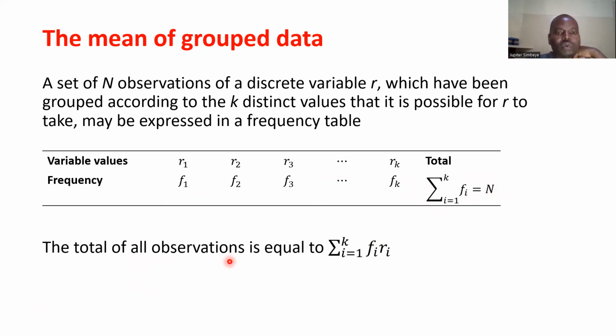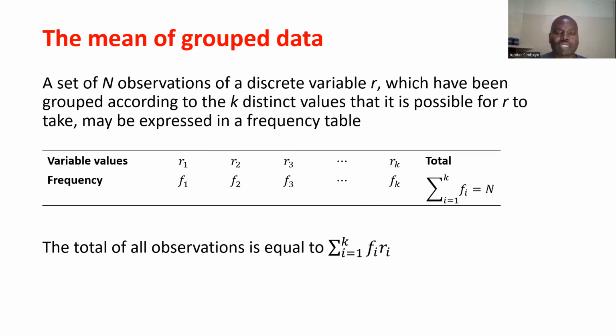Now, the total of all observations is equal to the summation of fi times ri. That gives us the total of these observations. Here fi is the frequency and ri is the distinct value. We have already done this before when we were looking at means of grouped data.